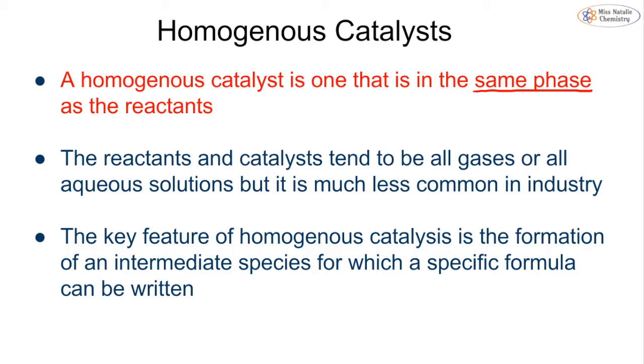And the most important key feature of homogeneous catalysis is the formation of an intermediate species, and we can get a specific formula being formed from this. So the reactions that we need to know about will happen in 2 different steps.